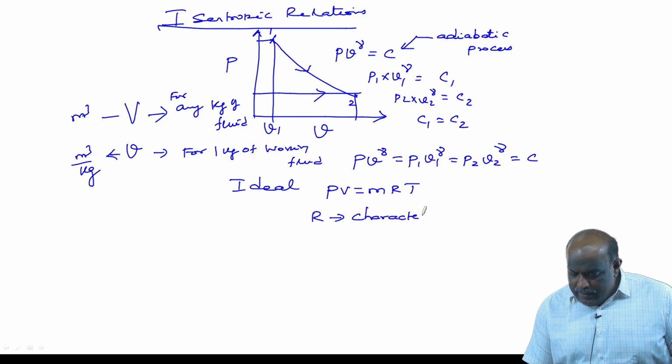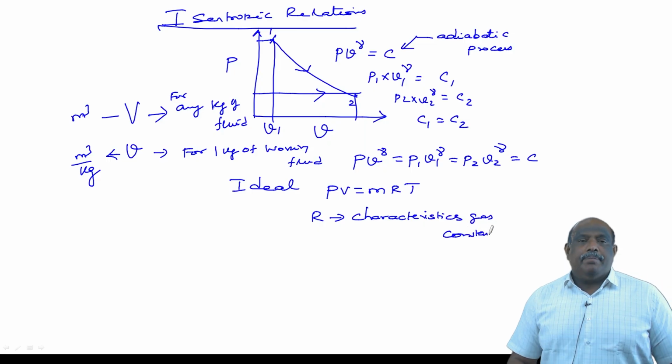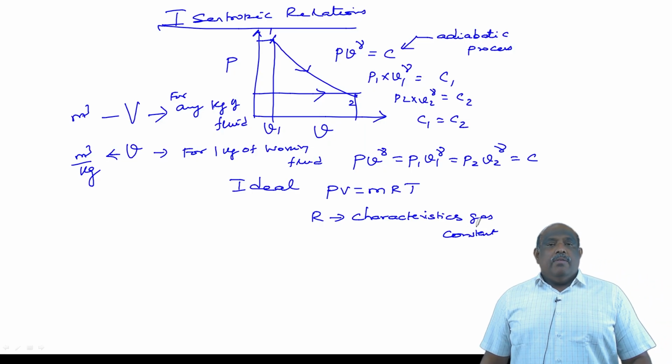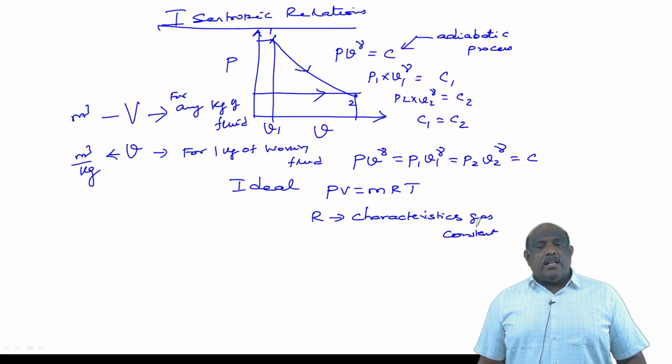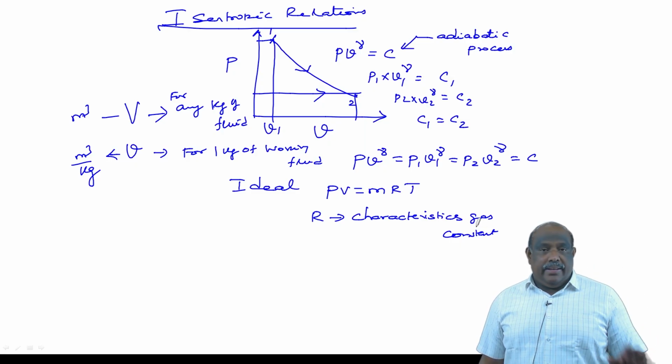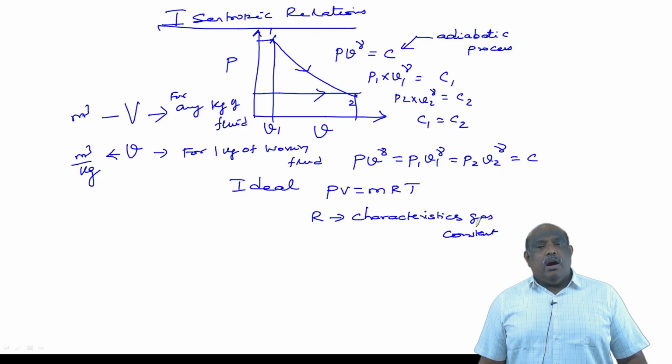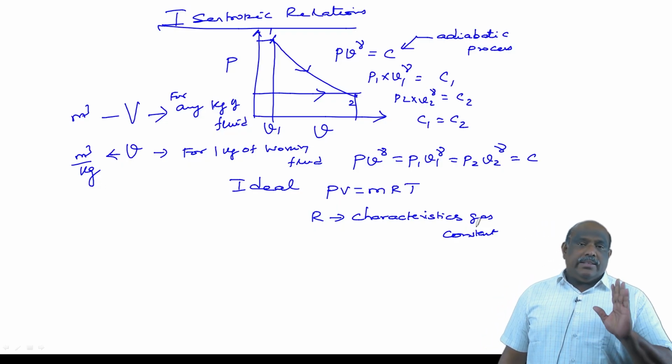Characteristics. Gas constant, and T is the temperature. When you are writing for a universal gas constant, that is PV equal to N R bar T, where N is the number of moles, R bar is the universal gas constant, and T is the temperature.